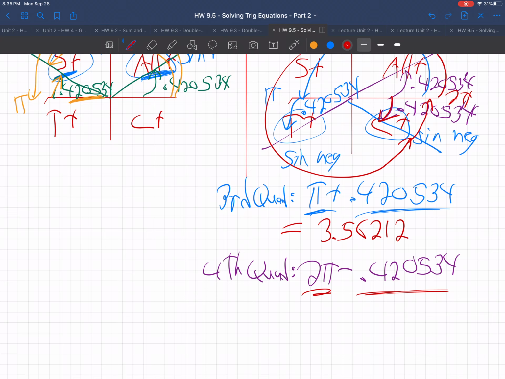3.562126, and then this one, we go 2 pi minus 0.420534. This is like a 3-song problem, I think. 5.86265. That was crazy long.